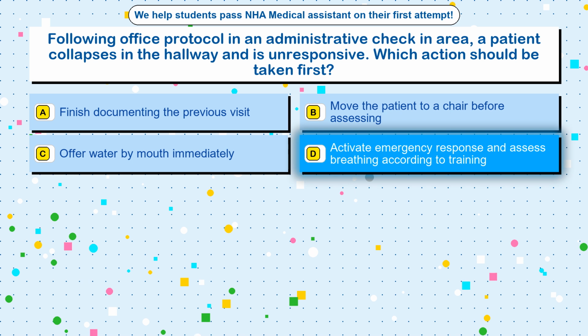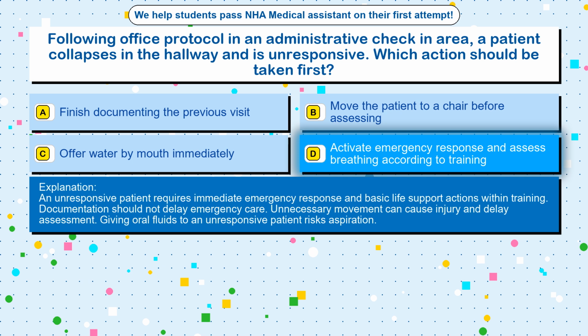The correct answer is option D. Activate emergency response and assess breathing according to training. An unresponsive patient requires immediate emergency response and basic life support actions within training. Documentation should not delay emergency care. Unnecessary movement can cause injury and delay assessment. Giving oral fluids to an unresponsive patient risks aspiration.